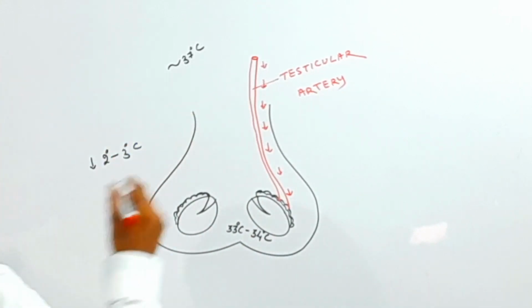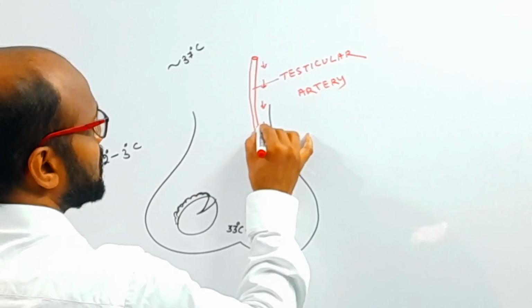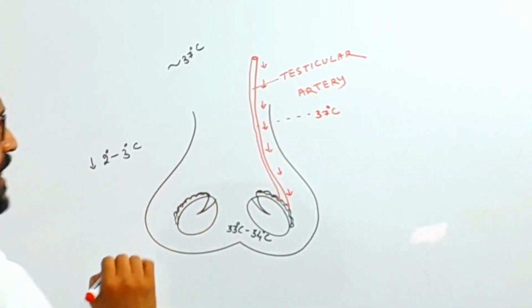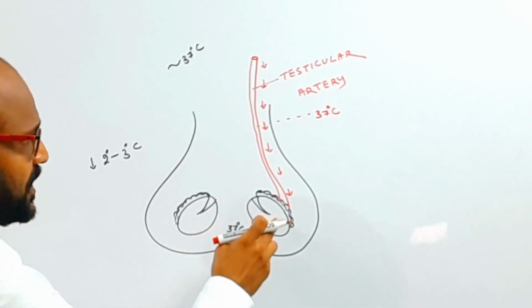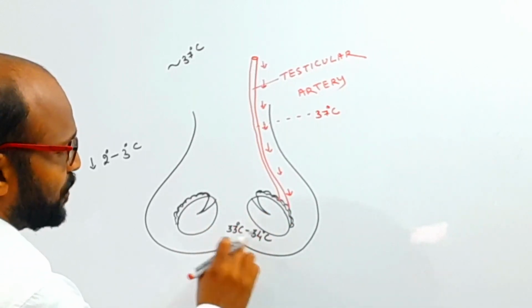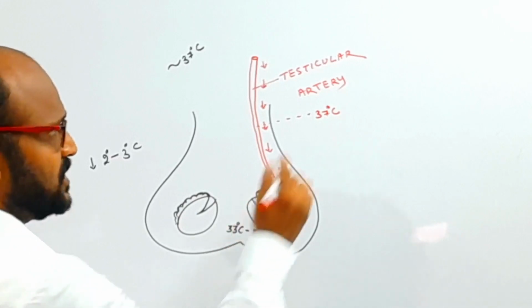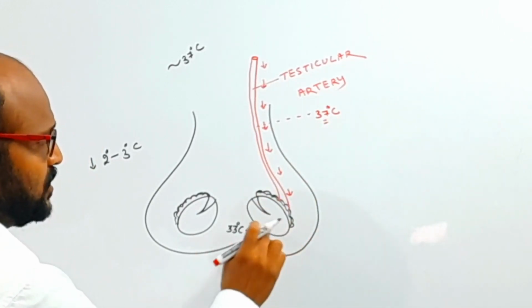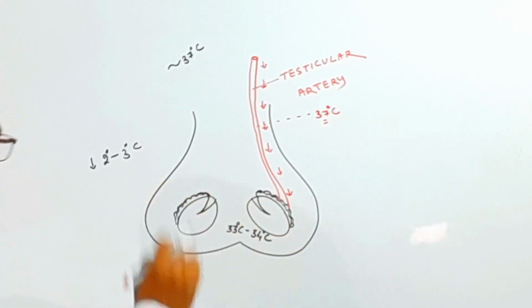That's why the temperature of this blood should be 37 degrees centigrade. But the testis needs a temperature of 33 to 34 degrees. This is the hot blood, and the testis needs a cooler environment.